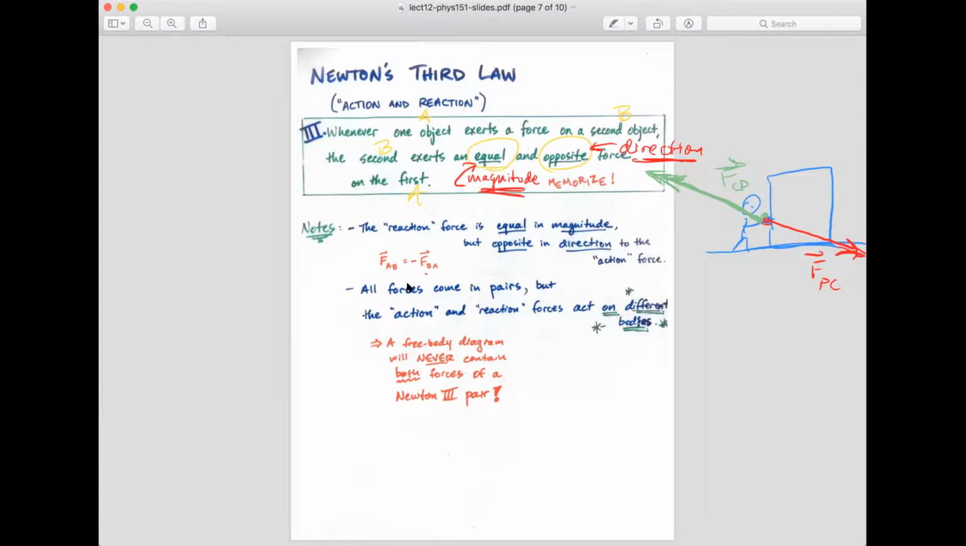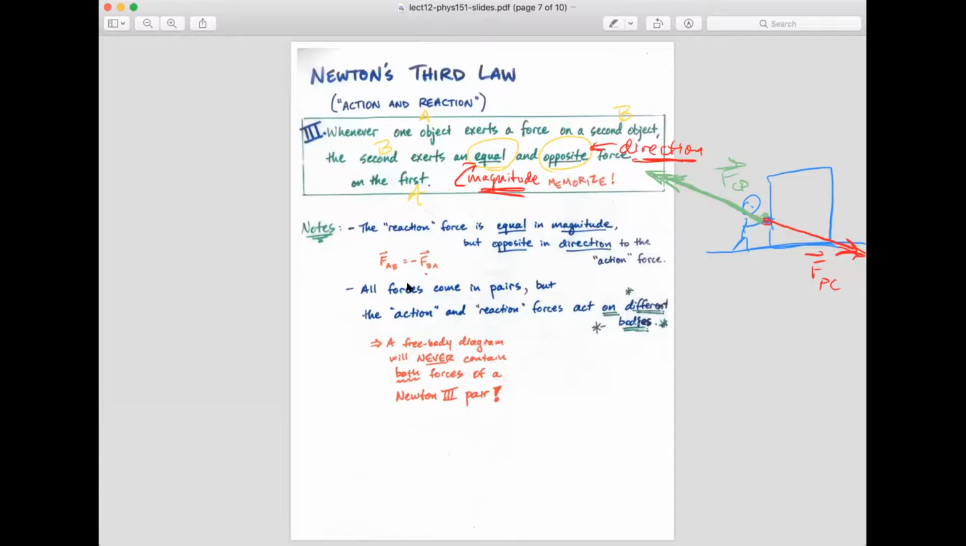Now, what if the crate starts to move? Everything I've described so far, you can imagine the crate is so stuck to the ground with friction that it hasn't budged yet. But suppose the ground is frictionless, or suppose the person's force is enough to overcome the friction and the crate starts to move. Does this story change? No, it absolutely does not. Newton's third law says nothing about whether the objects A and B are in motion or at rest, or whether they're accelerating or moving at a constant velocity.